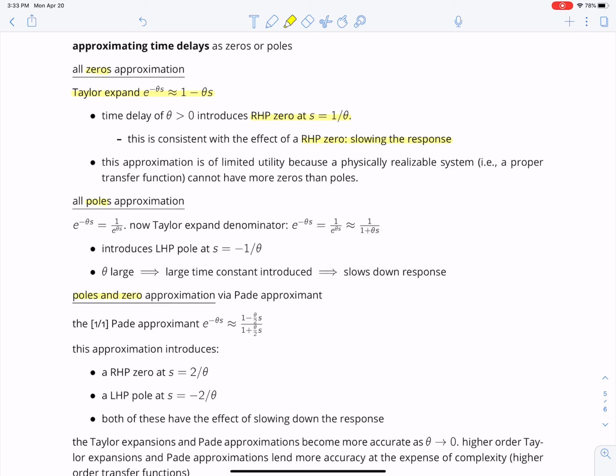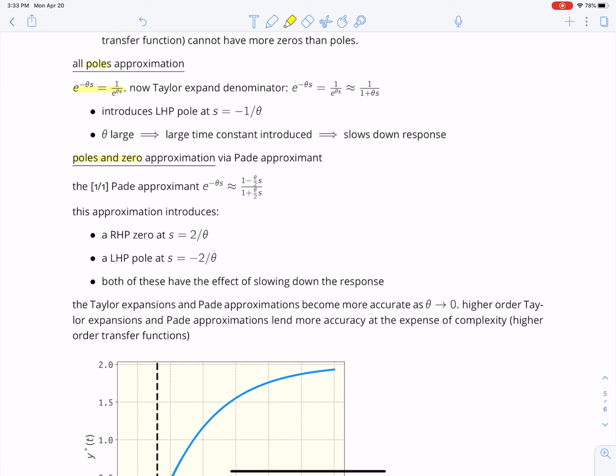A more common one that we'll use is the all poles approximation. It's the exact same idea. All we do is note that this e to the minus theta s time delay term is the same as 1 over e to theta s. And then we Taylor expand that, okay? So this is the first order Taylor expansion of e to the theta s. And what this does is introduce a left half plane pole at s equals minus 1 over theta. And one thing that's nice, this pole is in the left half plane, so it's a stable response mode. It's not going to destabilize your process.